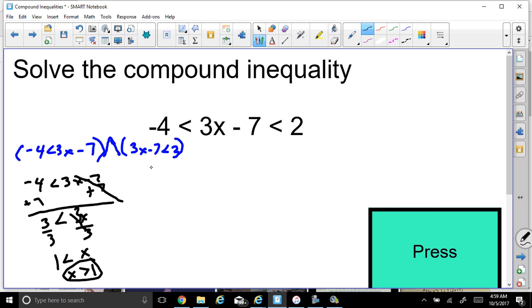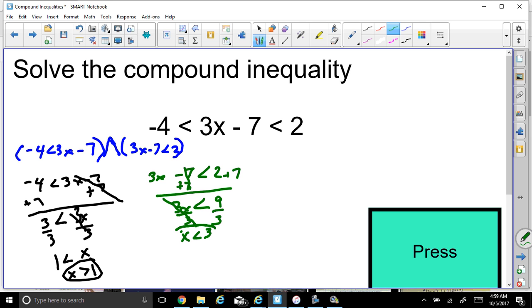Now let's deal with the other half. The other half was 3x minus 7 was less than 2. Let's add 7 to both sides, plus 7. The 7's will cancel out, leaving me with 3x less than 7 plus 2 is 9. Divide by 3, divide by 3, and the 3's will cancel out. I'll have x less than 3. And there is my other solution.